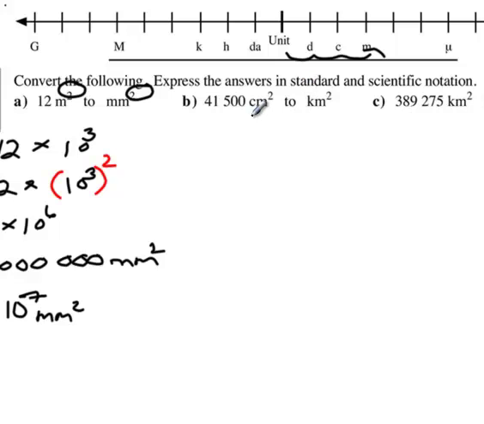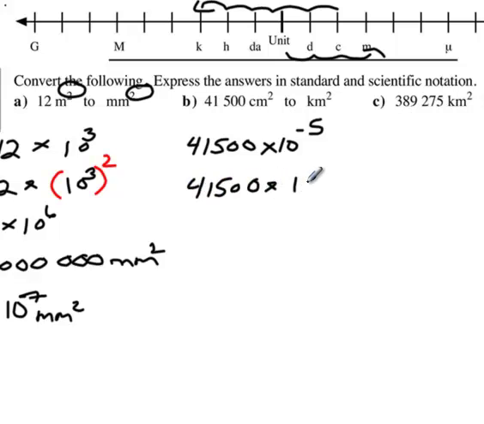In part B, we're converting from centimeters squared to kilometers squared. So again, ignore the squared for a second. 41,500 centimeters squared to kilometers would be 1, 2, 3, 4, 5 spaces to the left, or multiplied by 10 to the negative 5th power. Once you're done that, account for the two-dimensional aspect by raising the 10 to the negative 5th to the exponent of 2. So you'll know which number to raise it by based on what number your terms are raised to.